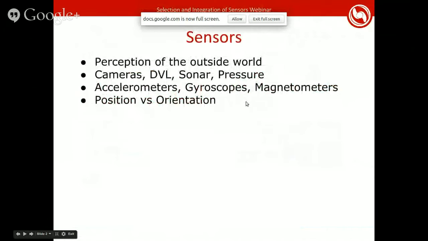So sensors. What are sensors used for? Well, sensors are used to perceive the outside world. Humans have 5 senses like hearing, eyesight, touch, smell. I don't really remember the 5th one. But submarines have other types of sensors such as cameras, which are visual sensors, velocity sensors such as a DVL, sonar, pressure sensors to measure depth, as well as accelerometers, gyroscopes, and magnetometers. Today, we're mostly going to be focusing on the last group of things, accelerometers, gyroscopes, and magnetometers.